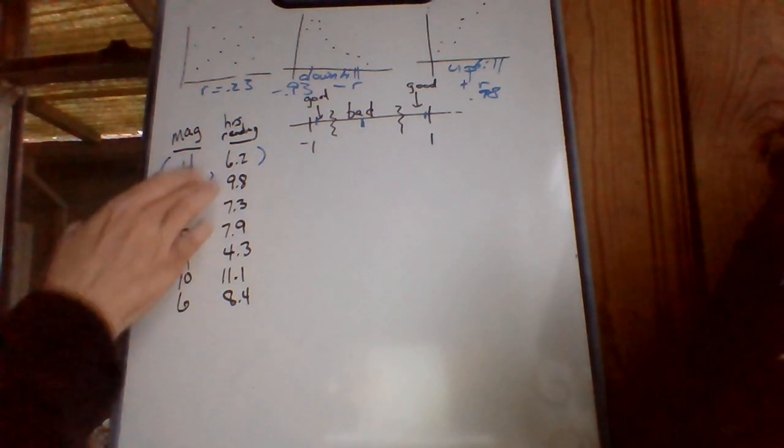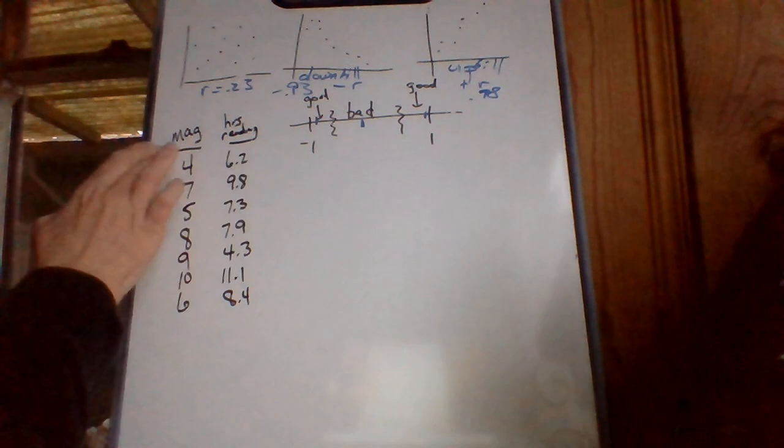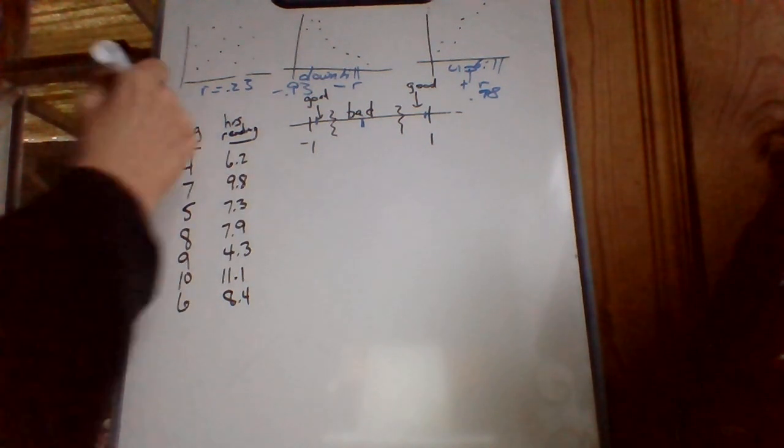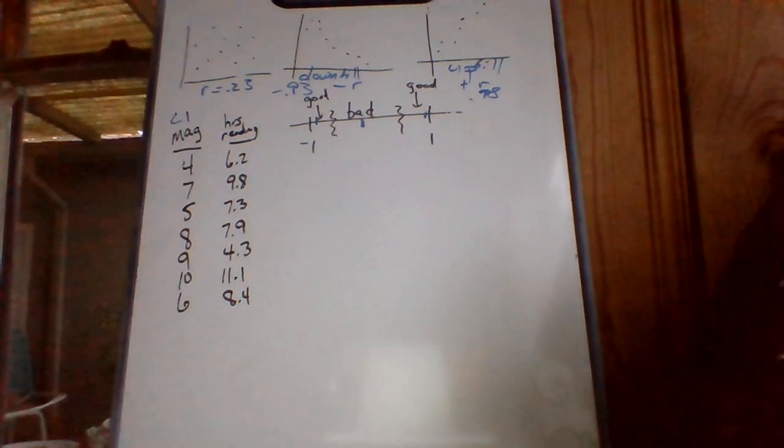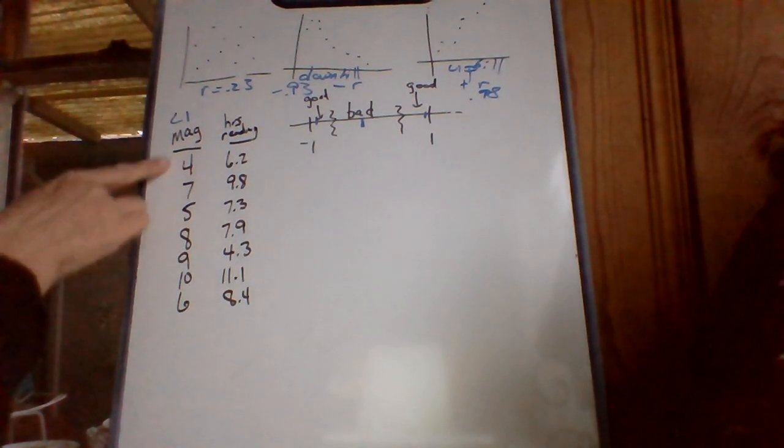Okay, so then there's my example. I take all of these and put them in list 1. So stat, edit, and then in list 1, I'll put these 7 numbers.